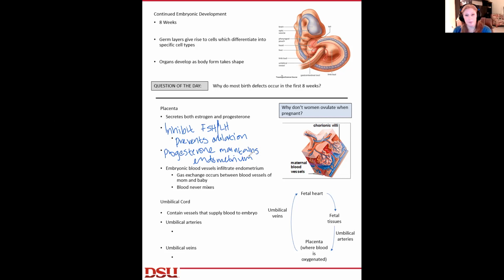Why don't women ovulate when they're pregnant? Because of this. The power team of estrogen and progesterone.